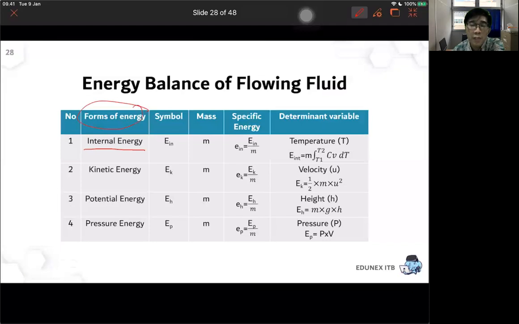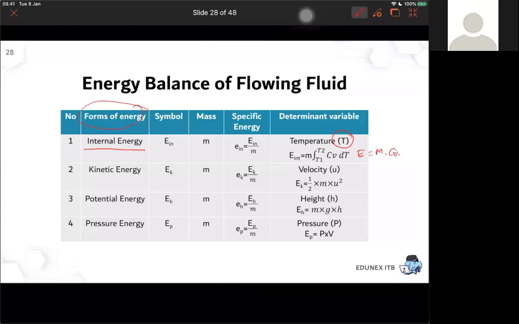Yeah, because the fluid has a certain temperature, it carries a certain amount of internal energy, or energi dalam. So internal energy will be calculated based on the temperature. The equation is mass times, do you know Cv? Do you already have these parameters in thermodynamics? Yes, sir, we have this already. It's the heat capacity, right?